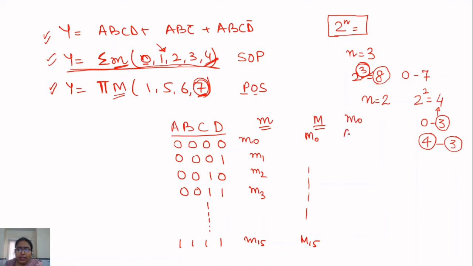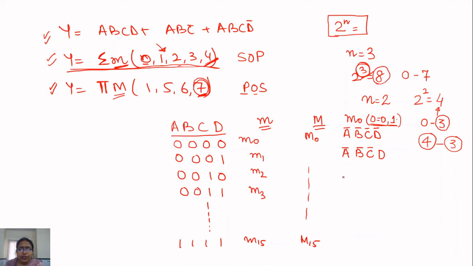M0 means this will be A bar, B bar, C bar and D bar. And M1 is A bar, B bar, C bar and D, because I told you earlier that in sum of product, 0 will be taken as complement, or low, and 1 will be taken as 1, high. So this is the normal nomenclature we will follow for the min terms or the sum of products, right?